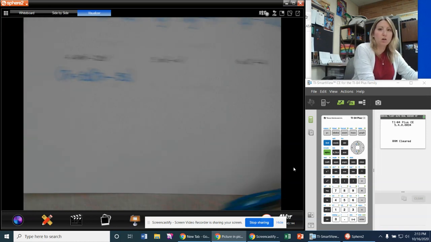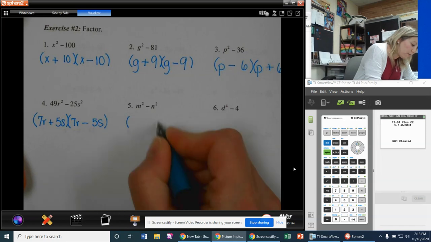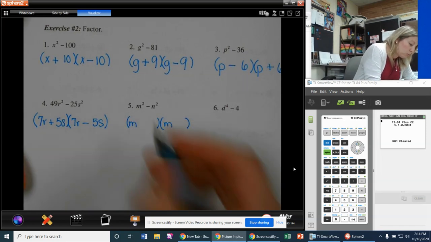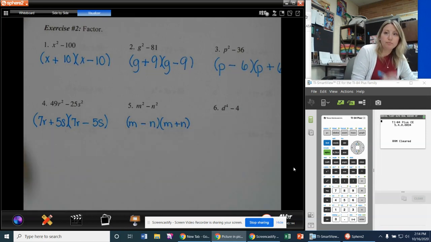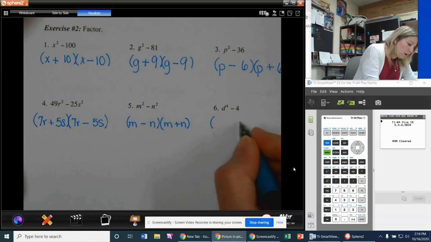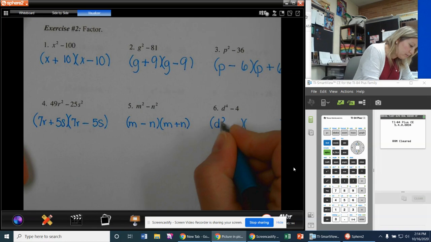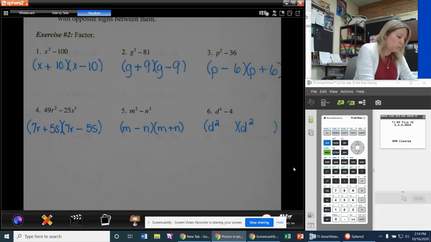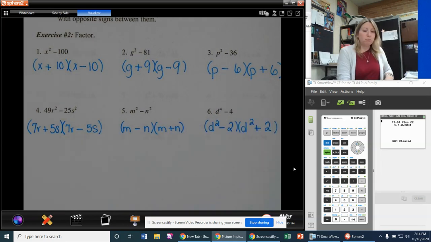Okay. What if it's just letters squared like this? Okay, well, that's pretty easy. The square root of m squared is m. So m's in the fronts. The square root of n squared is n. So n's in the backs and different signs between them. Last one, the square root of d to the fourth is d squared. So d squared's in the fronts. And then the square root of 4 is 2. So 2's in the backs and different signs between them. And there you go. That's difference of two squares.